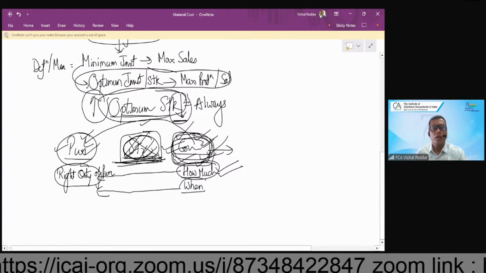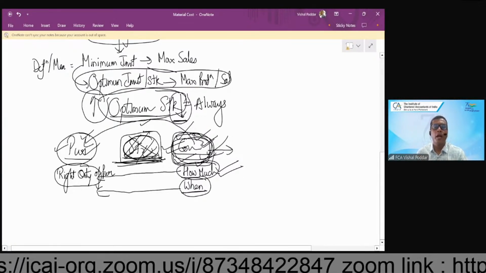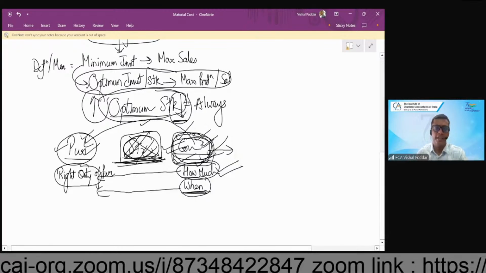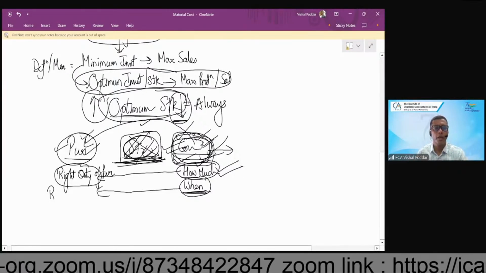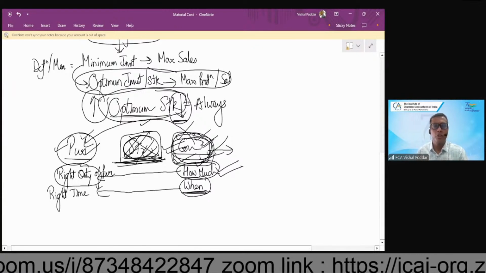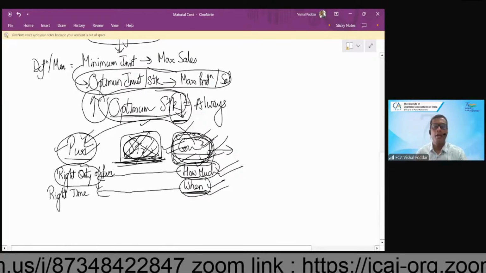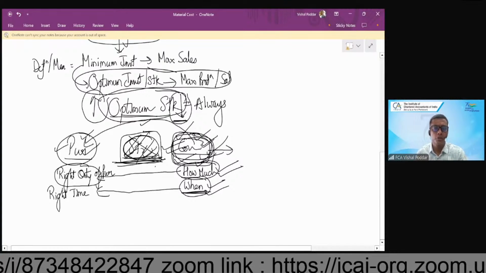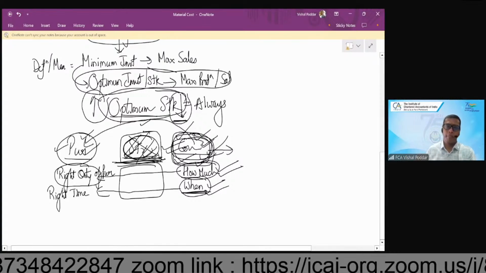Similarly, this quantity should be available at the time when I need it. So I will say the purchase had to be at the right time, ensuring that whenever I need a particular quantity for consumption, it should be present in my stock.